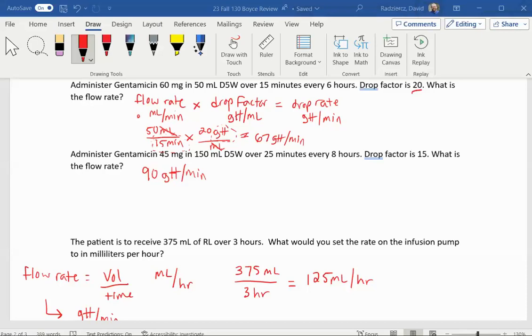And if you can't see the chat, it says doctor's order says 2 liters of dextrose 5% water, half normal saline to infuse over 48 hours. What is the hourly rate? Is that similar to what they're asking on ATI?